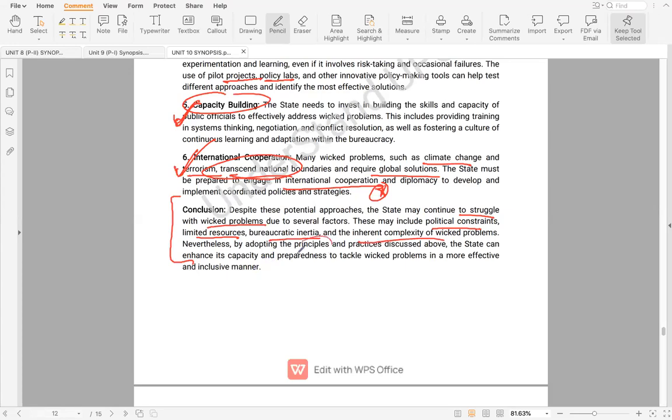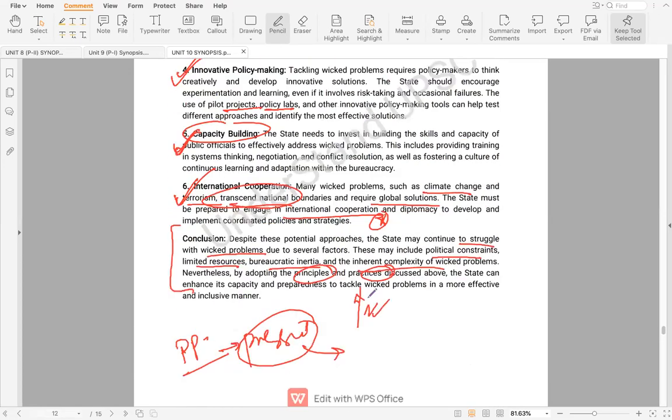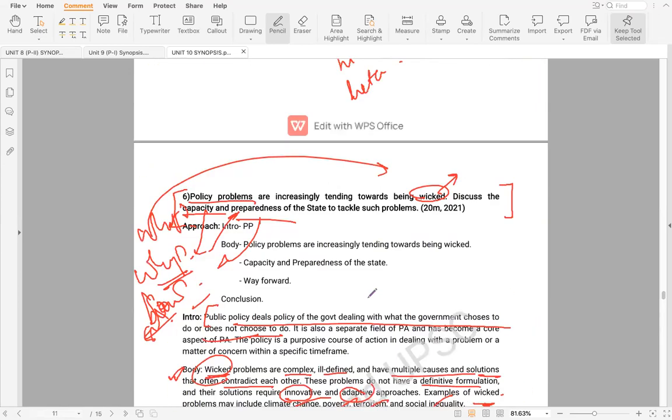Nevertheless, by adopting the principles and practices that we've already mentioned above, the state can enhance its capacity and preparedness to tackle wicked problems in a more effective and inclusive manner. There's nothing but overall policy problems coming down in the present context and telling us how the problems are more challenging and more new and more diverse and need to be addressed in its entirety, right? Everything remains the same. You just have to contextualize it in the manner that the question is demanding.